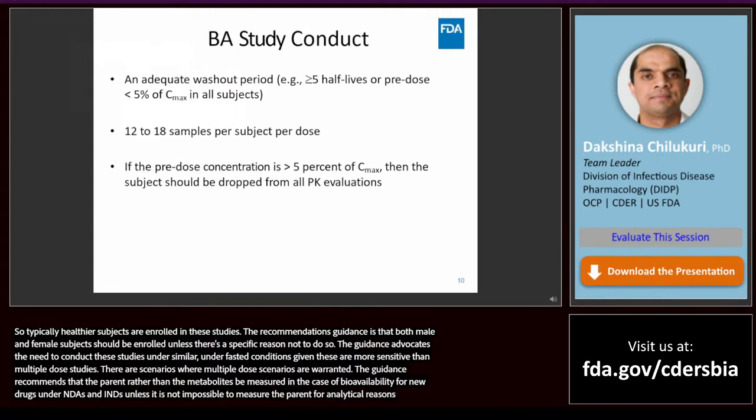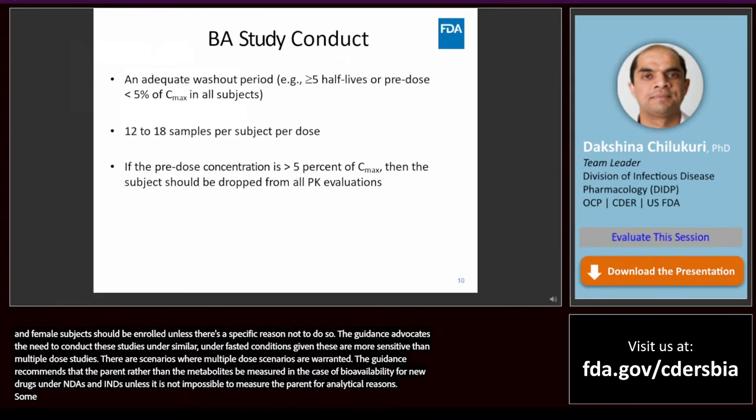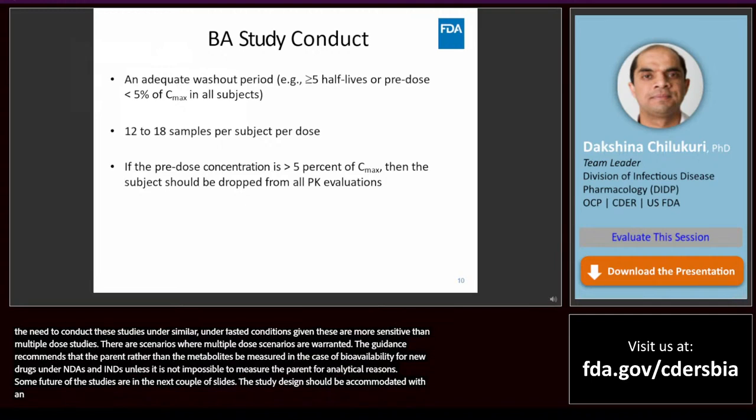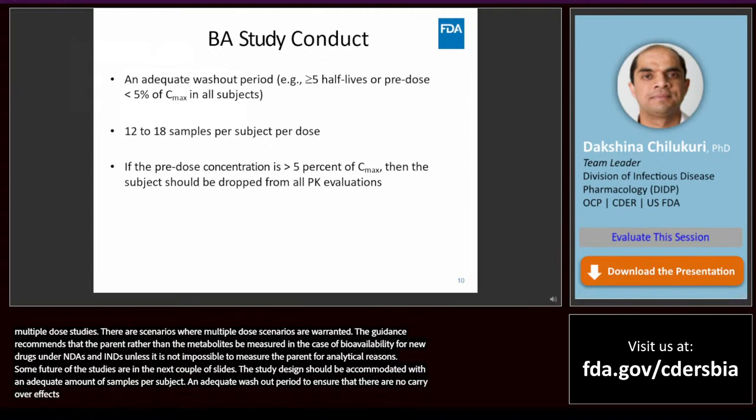Some features of the study conduct are presented in the next couple of slides. The study design should be accompanied by an adequate number of samples per subject and an adequate washout period to ensure that there are no carryover effects, when appropriate. The guidance recommends that if pre-dose concentrations are more than 5% of the Cmax, then the subjects should be dropped from the PK evaluations.